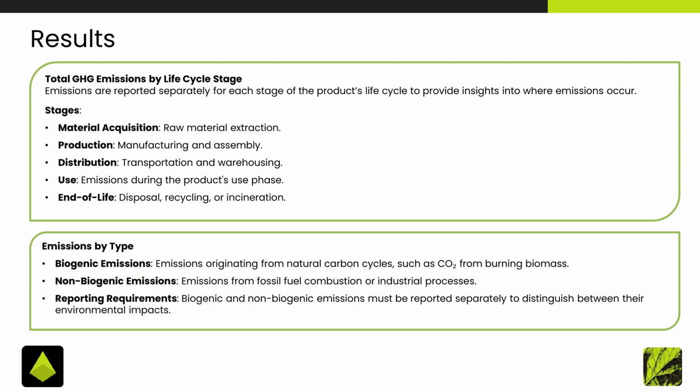Emissions are also categorized by type. Biogenic emissions originate from natural carbon cycles, like CO2 from burning biomass. Non-biogenic emissions come from fossil fuels or industrial processes. Reporting these separately is crucial for a clear distinction between emission impacts, enhancing transparency, and facilitating targeted reduction efforts.